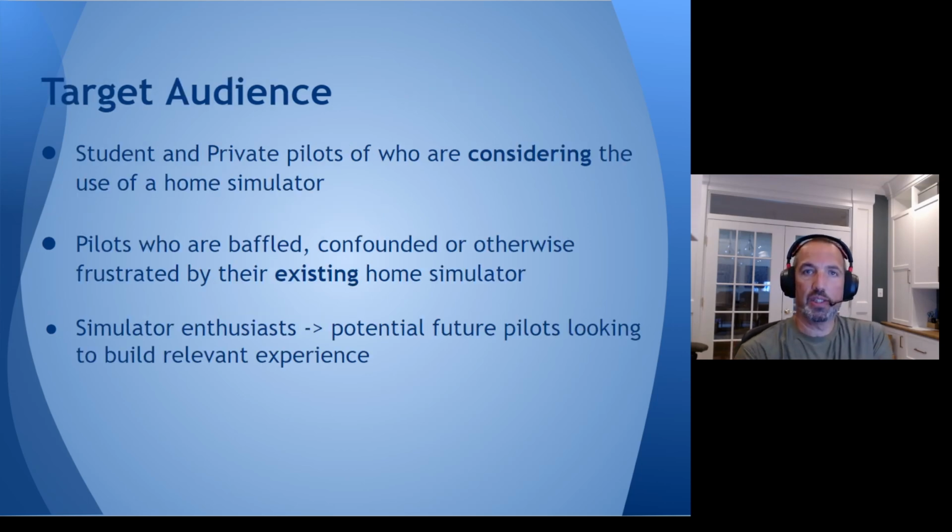All right, keeping it moving, let's talk about the target audience for this presentation. So we are looking at student and private pilots who are considering the use of a home simulator. So these are people who are on the fence or watching from the outside and have not yet pulled the trigger on using a home simulator.